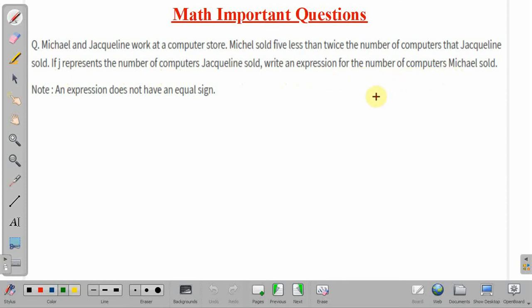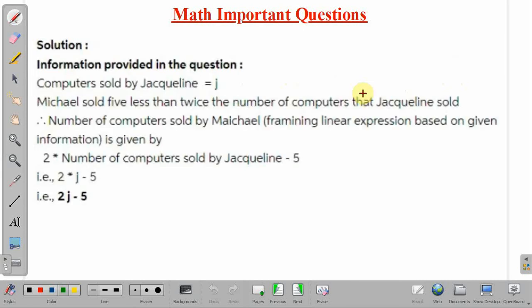Okay. So how can we write an expression? We have to write a linear expression. So what information is provided? See, it is given that computers sold by Jacqueline is equal to J. And also it is given that Michael sold five less than twice the number of computers that Jacqueline sold. Five less than twice the number of computers that Jacqueline sold.